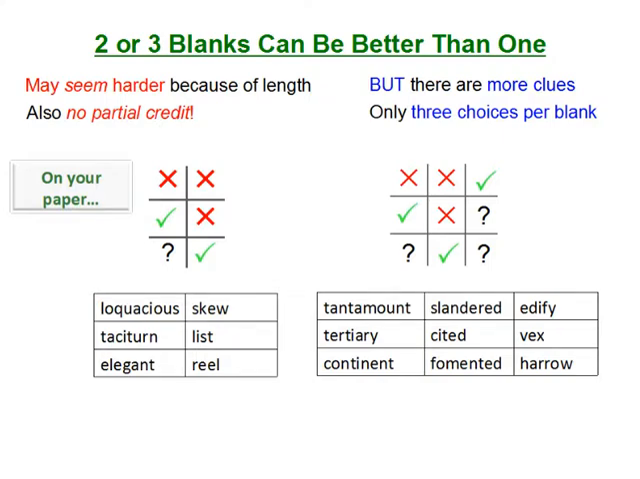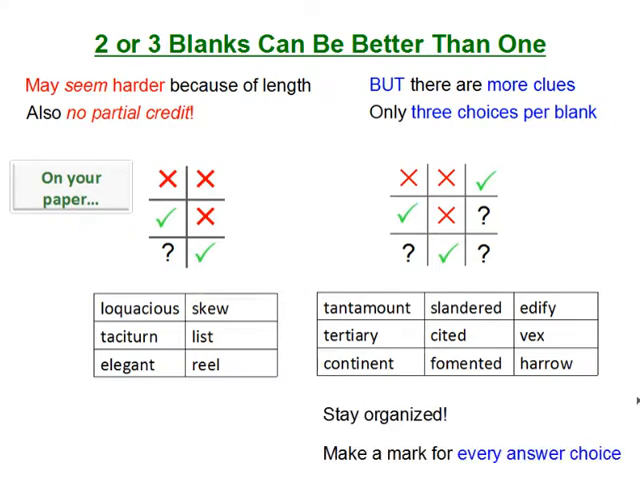And of course, as you're going through this, you'll be evaluating them, sort of these 3 at a time. You're going to make a mark for each of those 3, loquacious, taciturn, or elegant, and then you'll make a mark for each of these 3, skew, list, or real. Not necessarily in that order, column 1, column 2, but one column at a time. So one blank at a time is how you are going to evaluate these choices. And again, be sure that you make a mark for every choice that is available. Staying organized cannot be underestimated as value for this test.